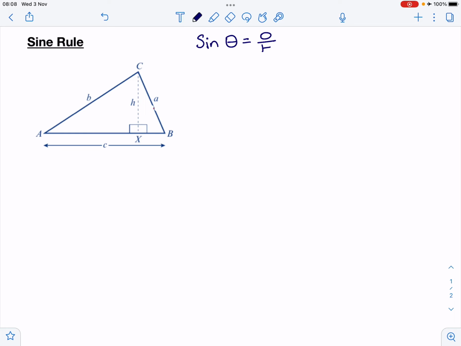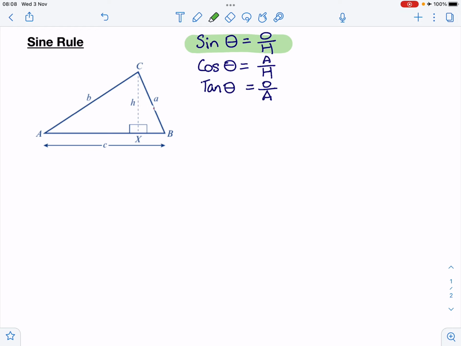opposite over hypotenuse, cos theta equals adjacent over hypotenuse, tan theta equals opposite over adjacent. So this is our SOHCAHTOA, and today we're going to look at proving the sine rule. So we're only going to look at sin theta equals opposite over hypotenuse.